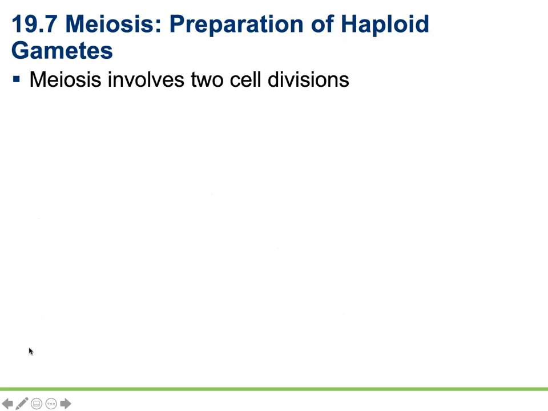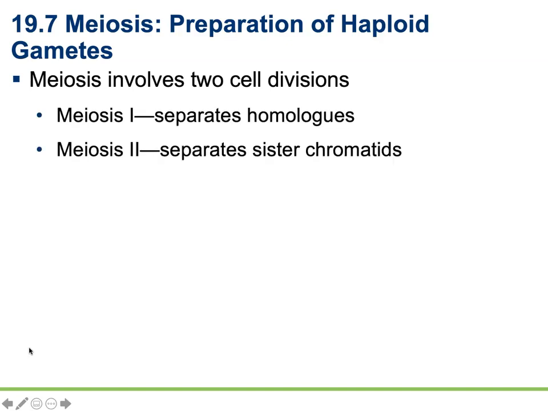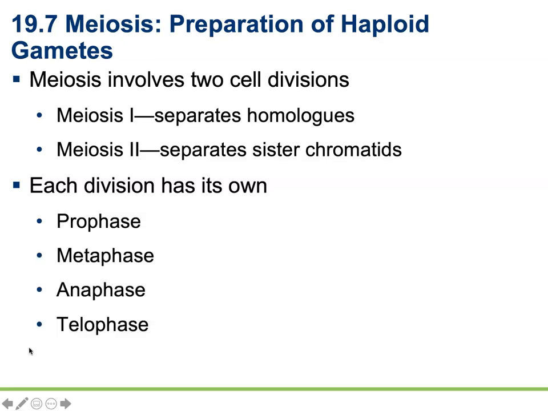Meiosis is going to involve 2 cellular divisions, as we've already mentioned, and they have been so creatively named Meiosis I and Meiosis II. Meiosis I is set up to separate homologs. So when a cell originally has 2 chromosome number 1s and 2 chromosome number 2s and 2 sex chromosomes, Meiosis I is going to separate those homologs. Meiosis II is then going to separate the sister chromatids. Each division is going to have its own prophase, metaphase, anaphase, and telophase.